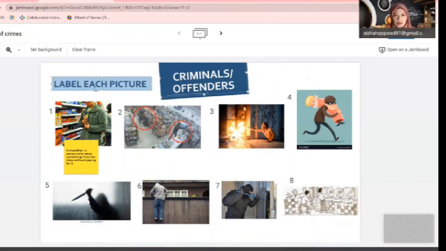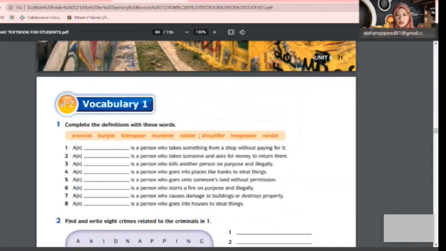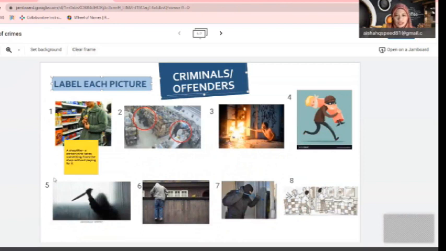I started off by putting pictures of different names for offenders or criminals, and I want them to label the picture. If you notice, my set induction tallies with this activity, the one that they did as homework. So instead of just using these boring words, I put in pictures and I want them to name or label each picture and give the definition. One example is given.